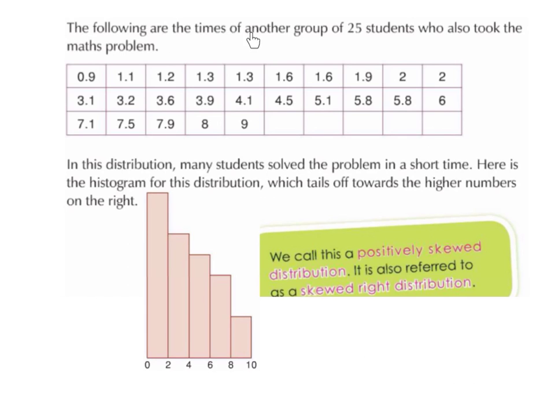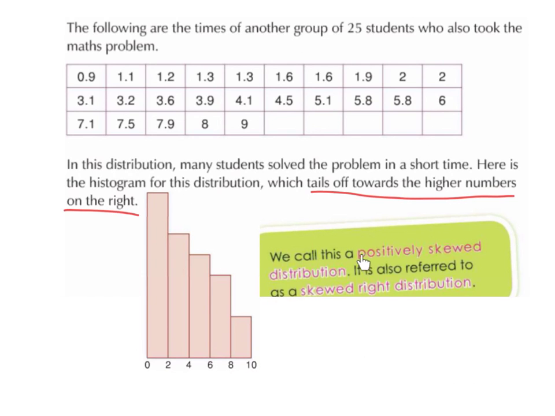The following are the times of another group of 25 students who also took the maths problem. In this distribution, many students solved the problem in a short time. Here is the histogram for this distribution, which trails off towards the higher numbers on the right. So as we can see from our graph, the bars on the left-hand side are quite high, and as we move towards the right, the bars get lower.